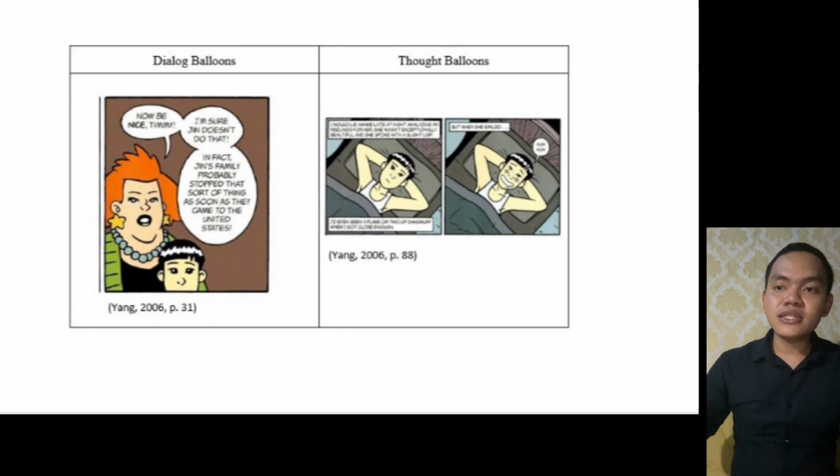And then thought balloons. A thought balloon is shown when the character is thinking of something or daydreaming or something like that, and their thoughts are also shaped like balloons.